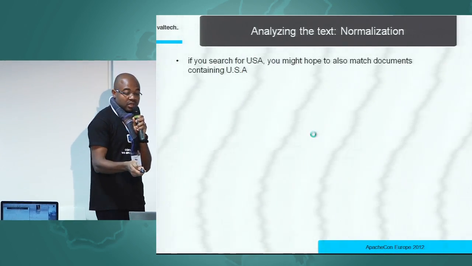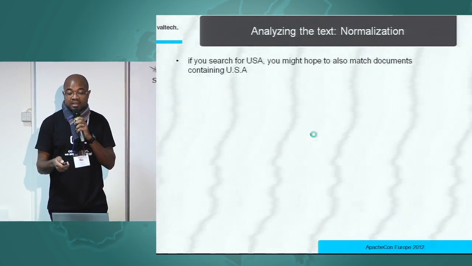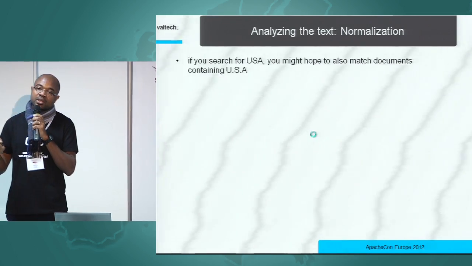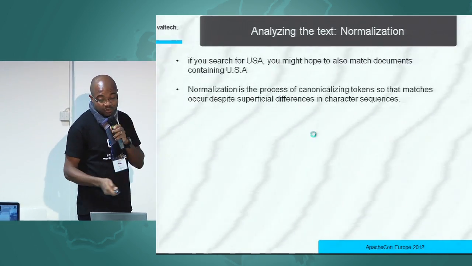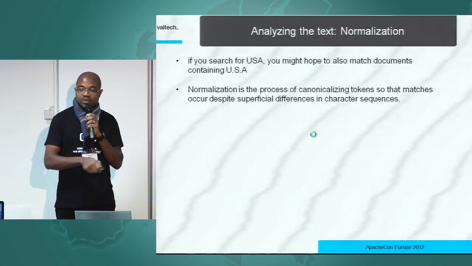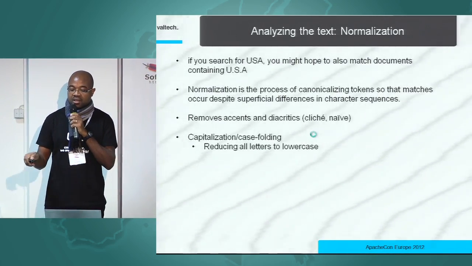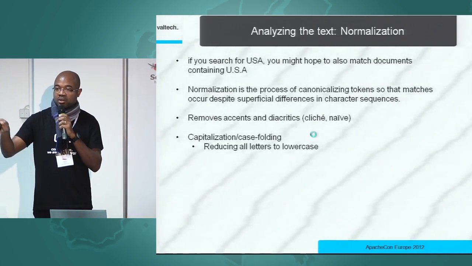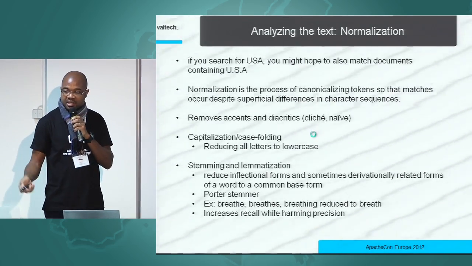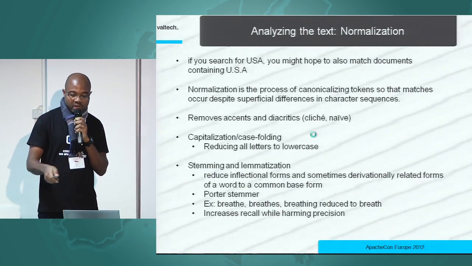Another step in the analysis phase is normalization. That is, if you search, for example, for USA, you might hope to also match documents containing U.S.A. Normalization is the process of canonicalizing tokens so that matches occur despite superficial differences. During normalization, you will remove accents and diacritics. You will do case folding, lowercasing all your text. And you can also perform stemming and lemmatization, that is reducing inflectional forms and sometimes derivationally related forms of a word to a common base form.